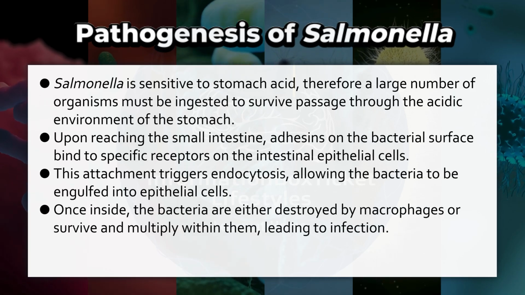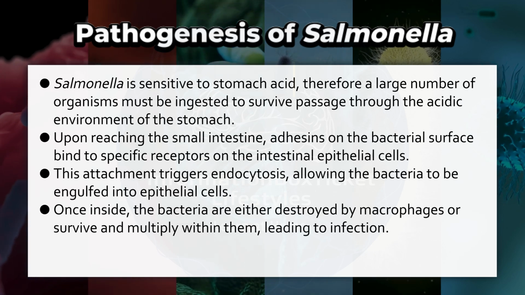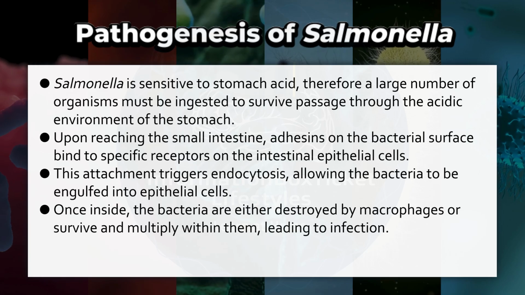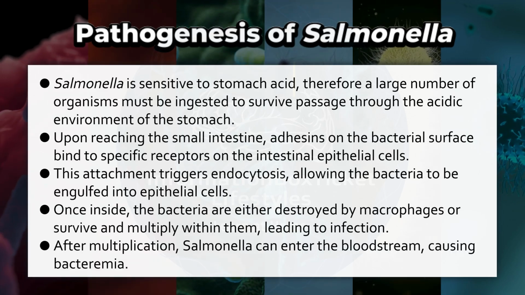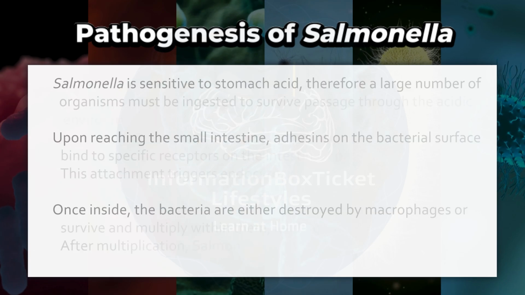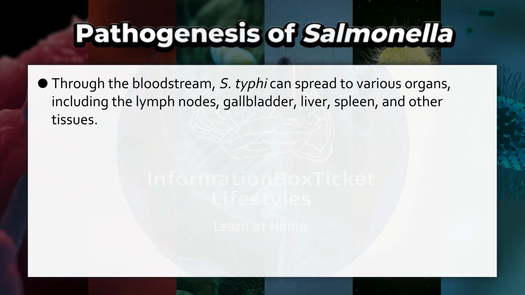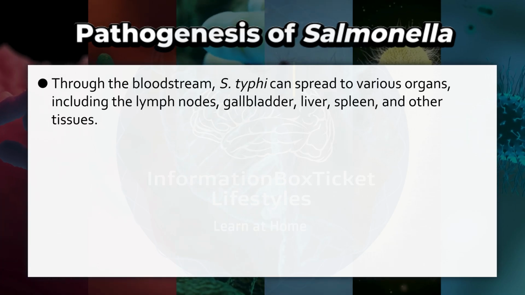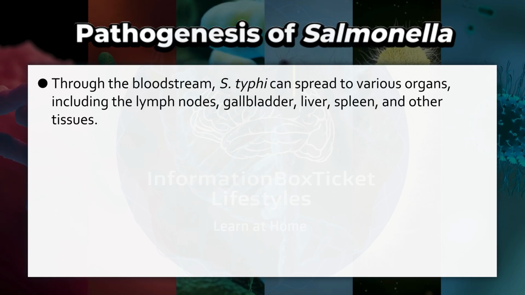Once inside, the bacteria are either destroyed by macrophages or survive and multiply within them, leading to infection. After multiplication, Salmonella can enter the bloodstream, causing bacteremia. Through the bloodstream, S. typhi can spread to various organs, including the lymph nodes, gallbladder, liver, spleen, and other tissues.